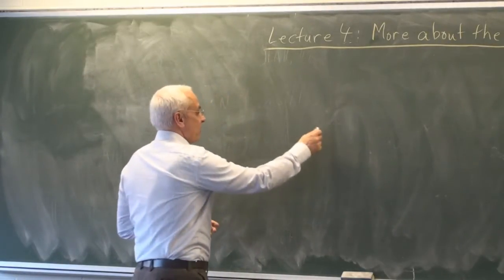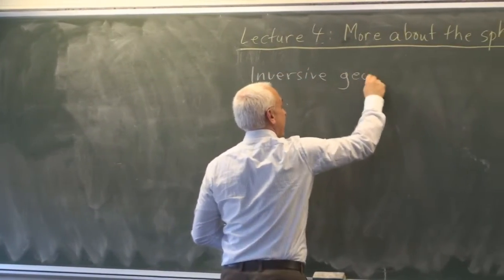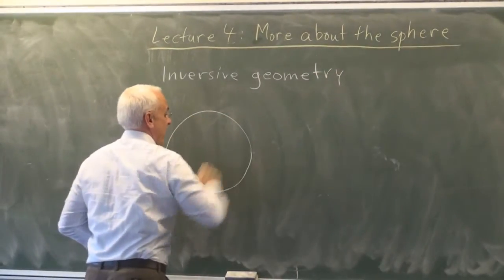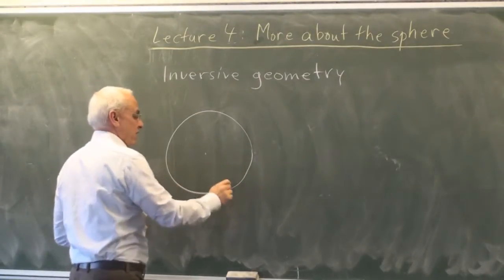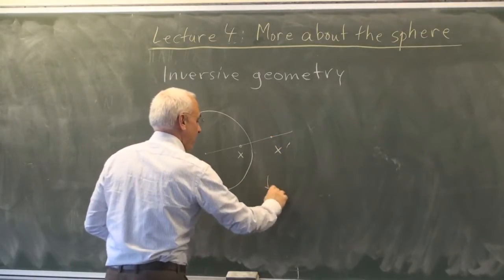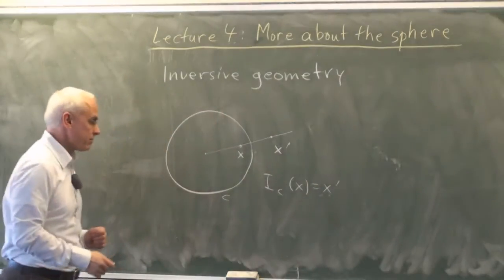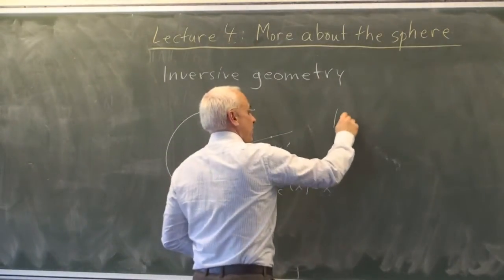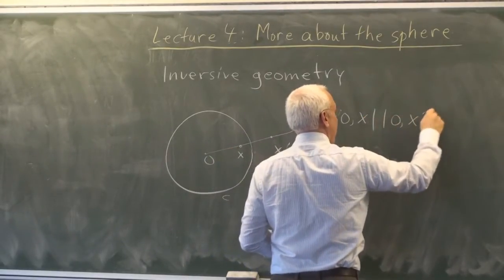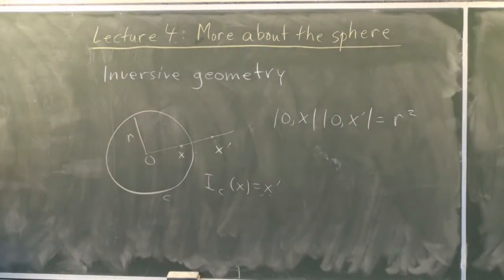So let me remind you that with inversive geometry, what we had is a circle. It was a rather arbitrary circle, and we had the idea of inversion in the circle, sending a point x to another point x prime. So the inversion in the circle takes x to x prime with the property that the distance from O to x times the distance from O to x prime is the square of the radius of the circle.